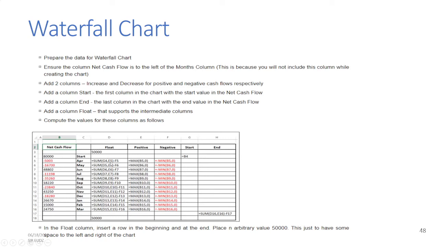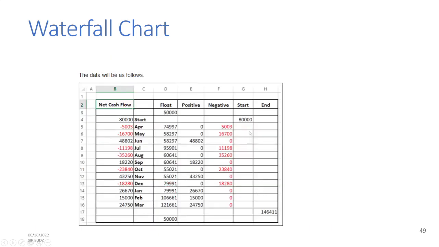So here we have sum of G4 and E5, G4 and E5. So this one minus F5. So that's the value here. So the start plus this minus this. And the same is true with the next one. So the result will be something like this.